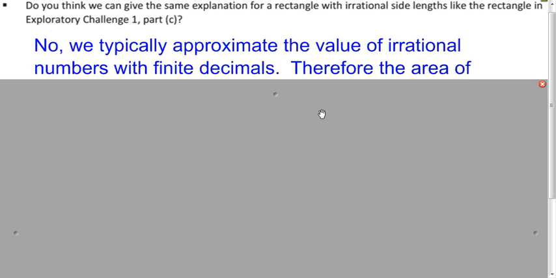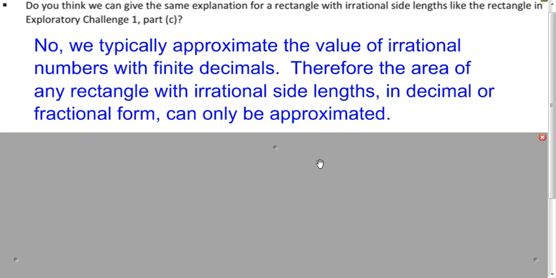So can we use an explanation like we did before with the fractions for our irrational numbers? Now, we really can't make that argument because whenever we try to write an irrational number as a decimal, it's an approximation. We can't write it as a rational number, obviously, and decimals don't get the job done. So we can't really make the same argument.